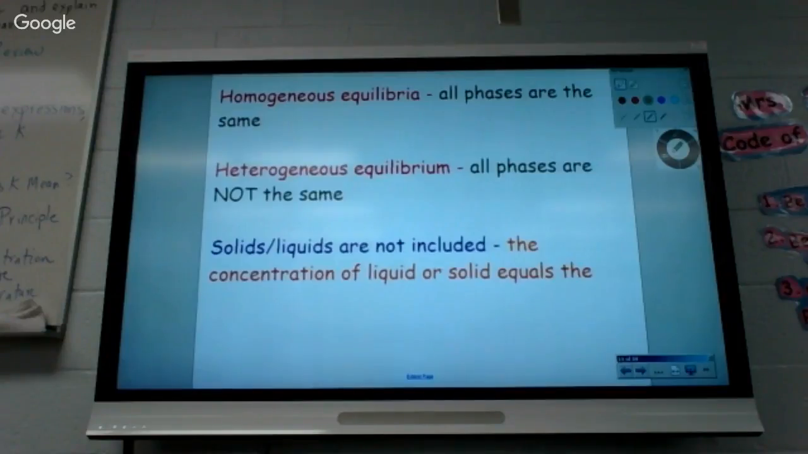So on your worksheet in front of you, can you find a question that has homogeneous equilibrium? Yeah, the first one, they're all gases.